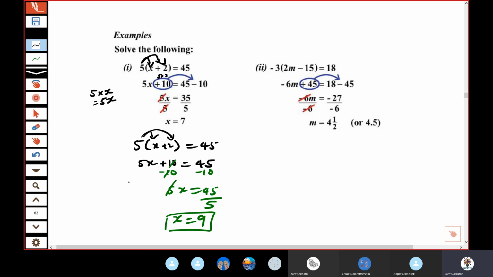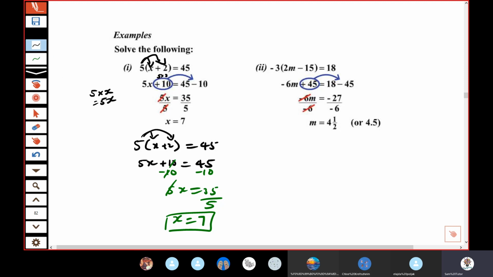Adele, does that all make sense? Yeah, a bit. You remember the bracket expanding from algebra? Yep, 5 times x, 5 times 2. Yep, someone have a question? Wouldn't it be 35 over 5? Because 45 minus 10. Thank you. 45 minus 10, 35, 35 over 5. So you can tell I'm not looking at these answers that I've already got here, but thanks.